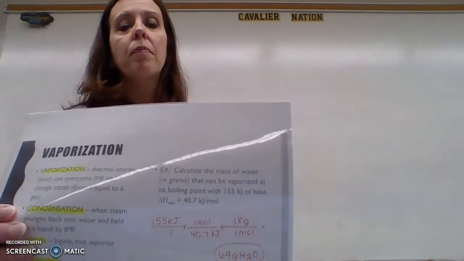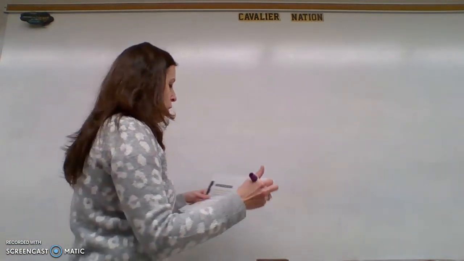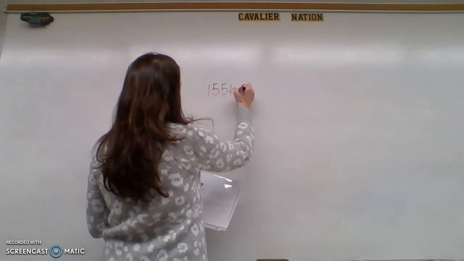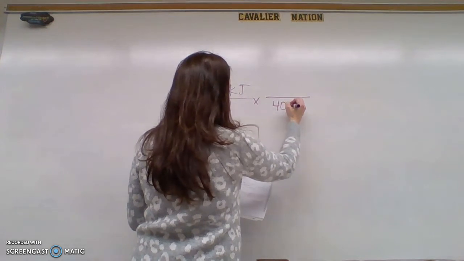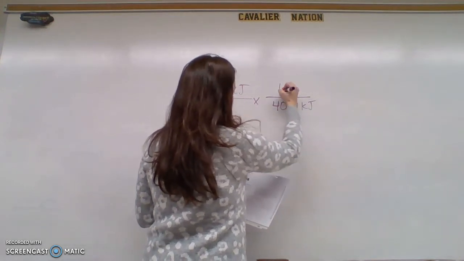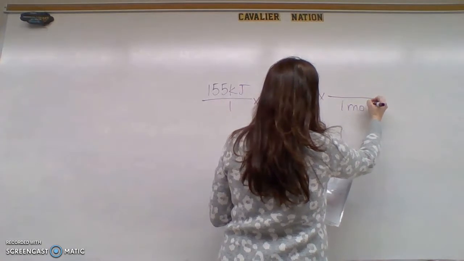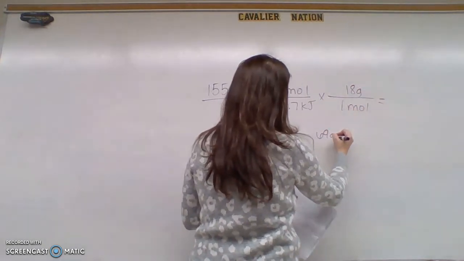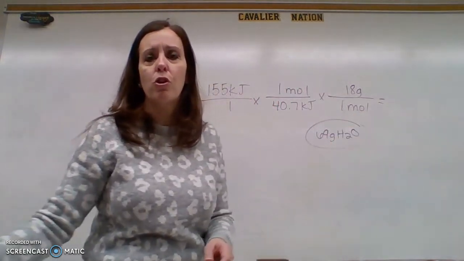Super easy. It says that we want to calculate the mass of water in grams that can be vaporized. I have 155 kilojoules. I'm going to use the heat of vaporization to convert that to moles. And then I can convert moles to grams using the mass from the periodic table. And that's how I answer that question. Kind of a quick and easy conversion.